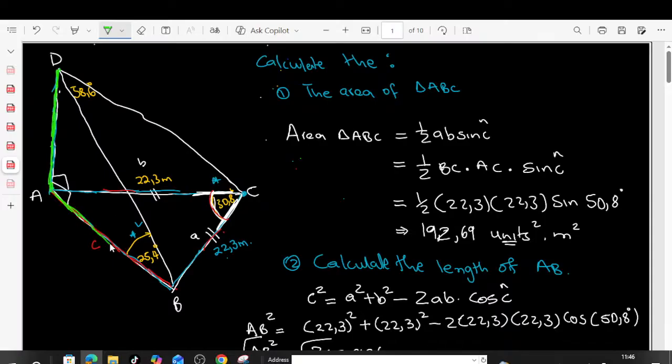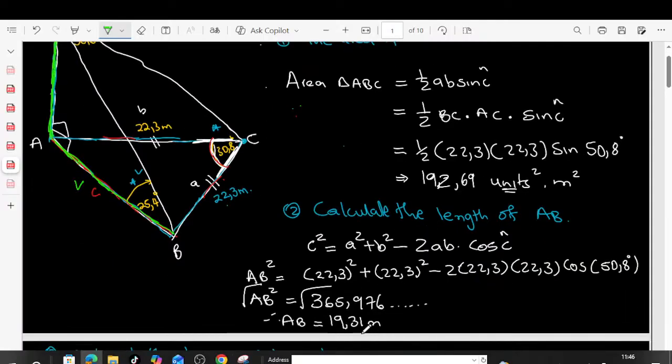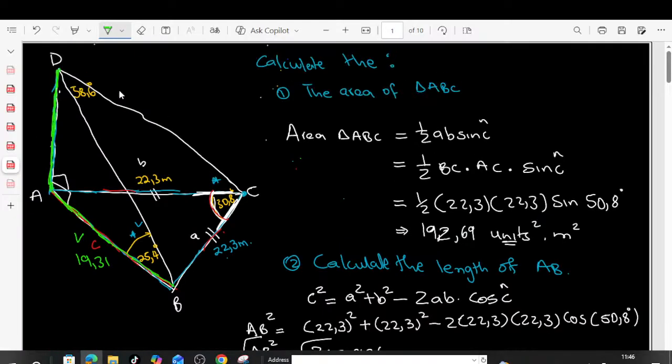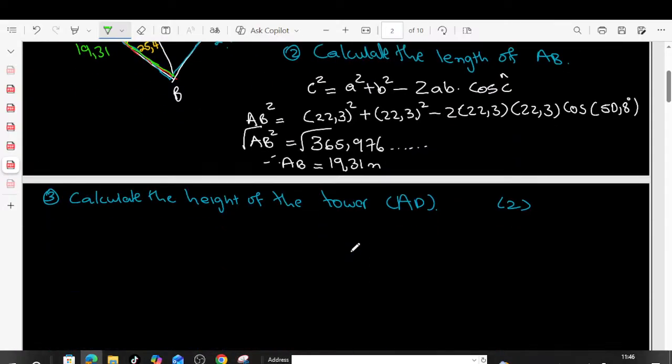I'll focus on that triangle now. If you still remember, we just calculated this. We just got 19.31. This is the length of AB, and I'm looking for that guy. Can you see that I have opposite and adjacent? I'll write down SOH CAH TOA.